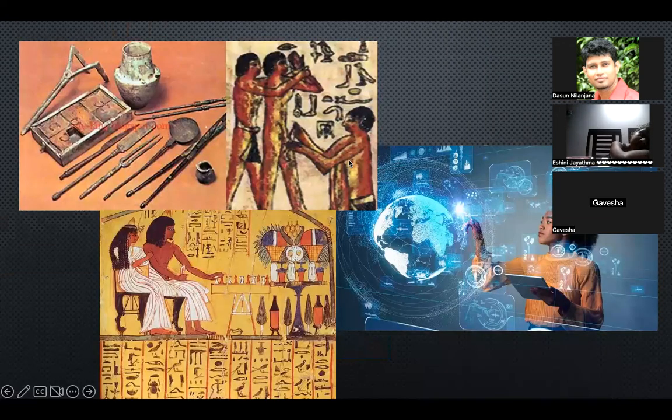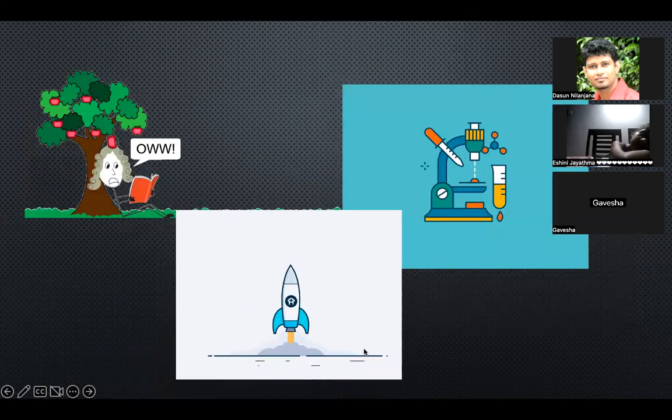This is how earlier people did operations and various medical things. These are the tools used by them. Can you see? But now you have modern tools, that is our technology. Technology has developed. So what's the difference between technology and science? That is here.